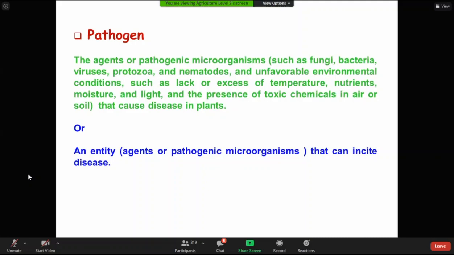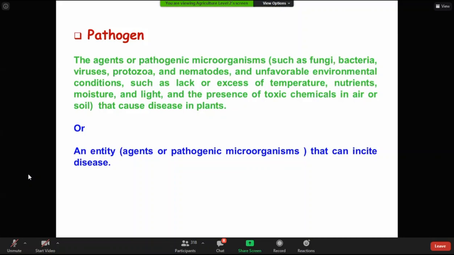And we can summarize the definition in a way: any entity, including pathogenic microorganisms and environmental factors, that induces or incites disease in a plant is called a pathogen. So three things you can now explain, right? One, what is plant pathology? What is a plant disease? And what is a pathogen? Who is the host? Plant or pathogen? Plant.